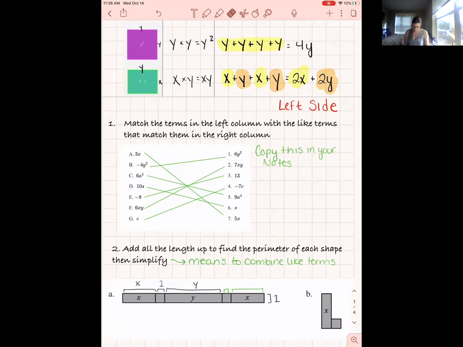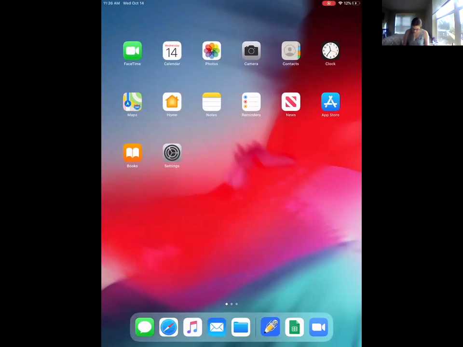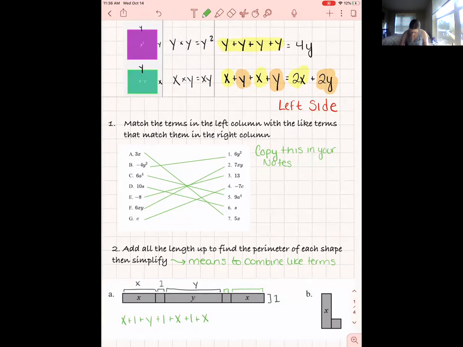Okay, so it says not only to write it down, but to write it down and then simplify. So I have an x plus 1 plus y plus 1 plus x. So that's the top, plus 1 is the side, plus x plus 1 plus y plus 1 plus x is the bottom, and plus 1 is the other side. So I've made the whole box. Now it's time to go in and combine like terms.